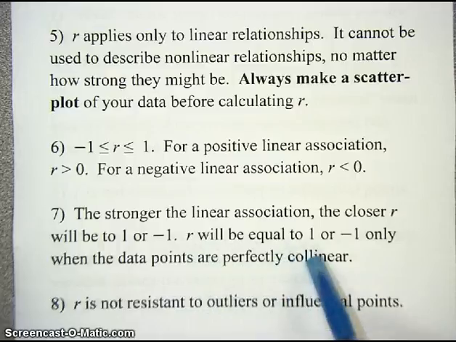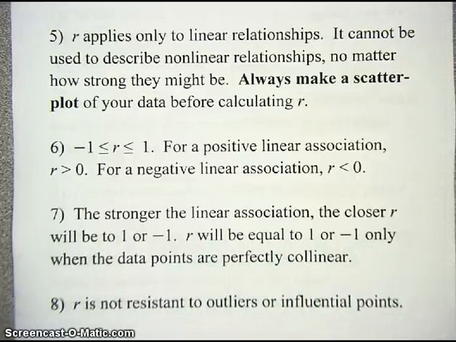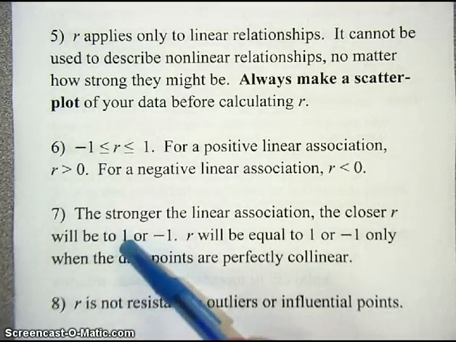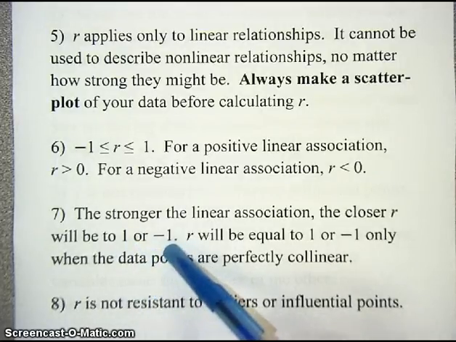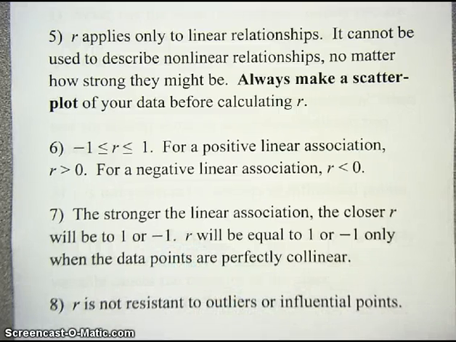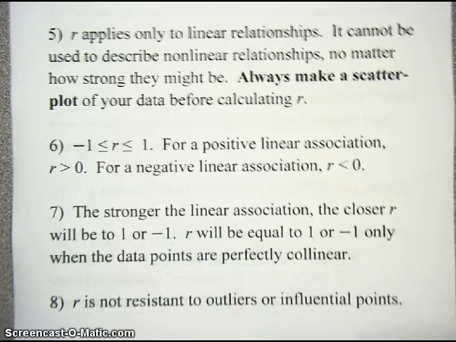R will be equal to 1 or -1 only when the data points are perfectly collinear, which is rare. It could happen, but not with real-world data in general. So if R equals 1 or is close to 1, that indicates a very strong positive linear association. And if R is near -1, that indicates a very strong negative linear association between your variables.